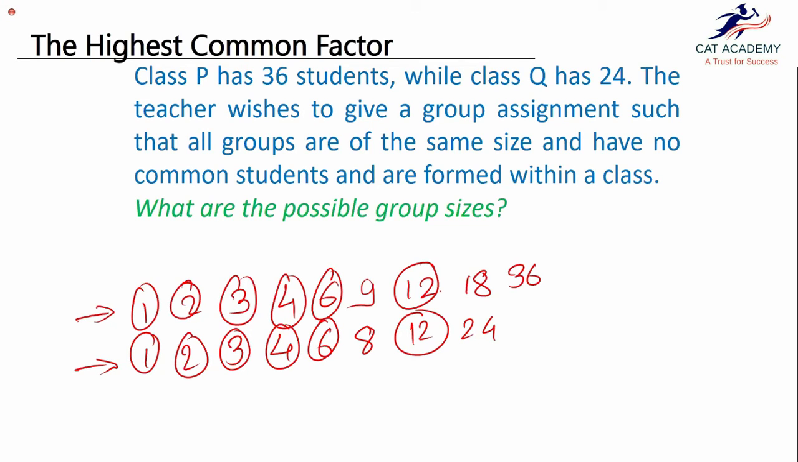The highest common factor is 12. So if you observe carefully, basically all these are factors of 12 only. So whatever is my HCF, all the factors of HCF will be my common factors. And all those will be my possible group sizes. Right?